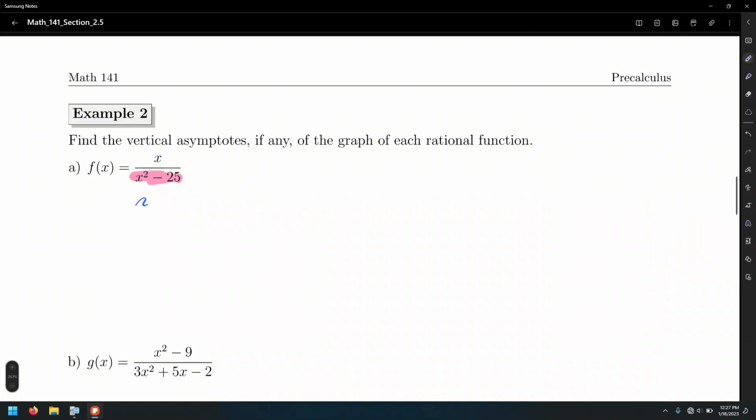All we do is set the denominator equal to 0 and solve the equation. And in this case, use every method that you can possibly imagine to factor polynomials. Well, in this case, x squared minus 25. Does anyone identify the form in this case? Don't give me the result of the factor, but rather the form.